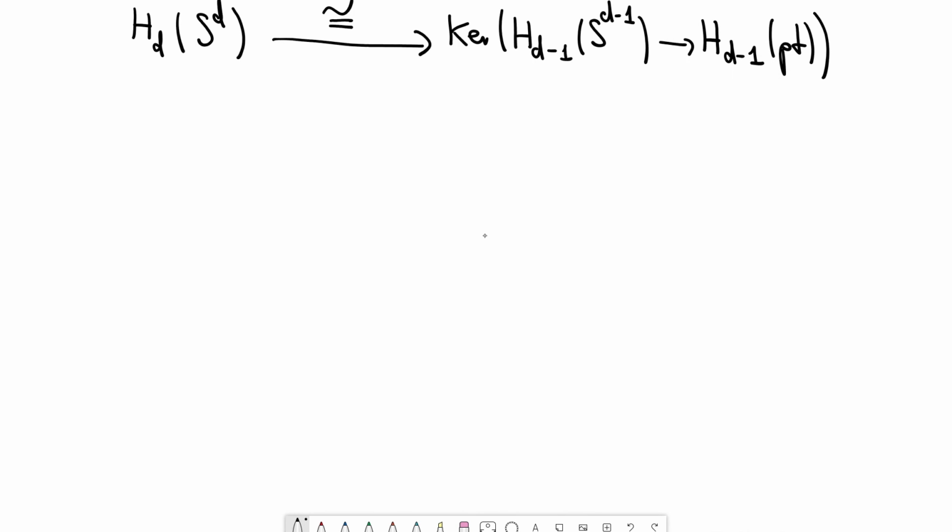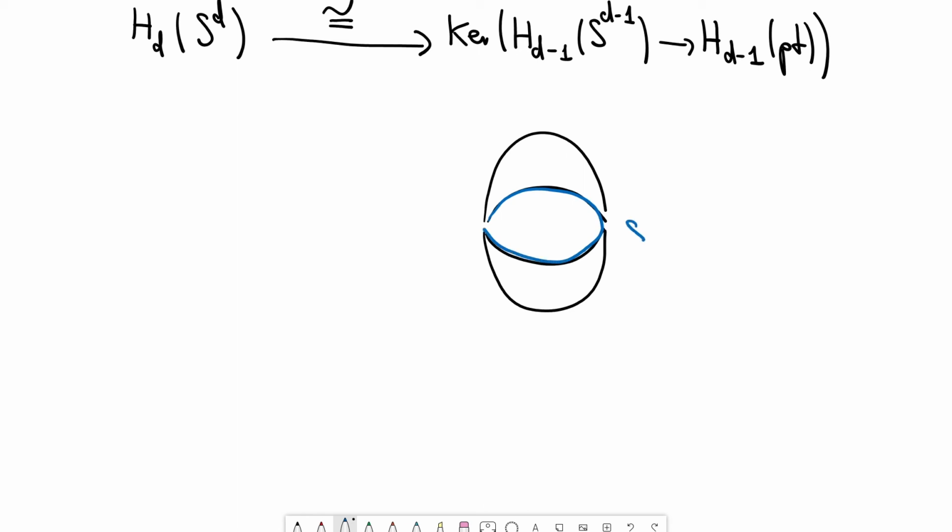Let's draw a picture for S2, something we can still manage. Then we could, for example, put the equator here. So that's my S^(D-1), which is S1, and the reflection plane could be here. And then the restriction of the reflection to the equator is still a reflection on the circle. So that's how we do it.